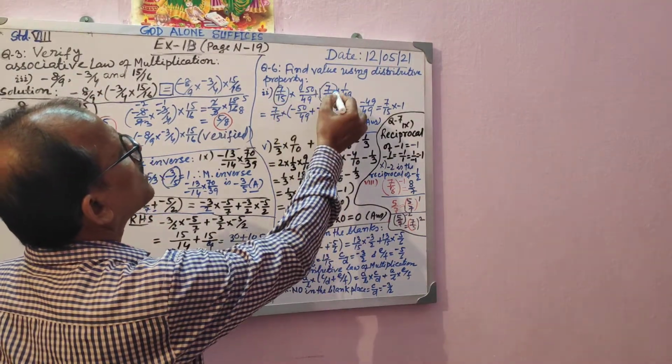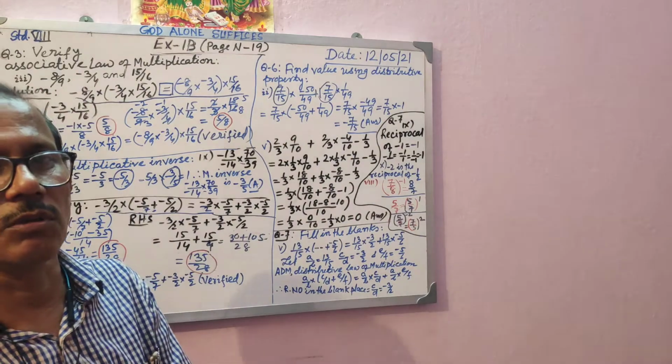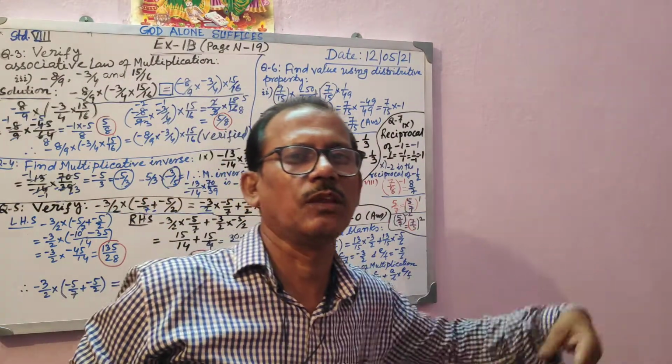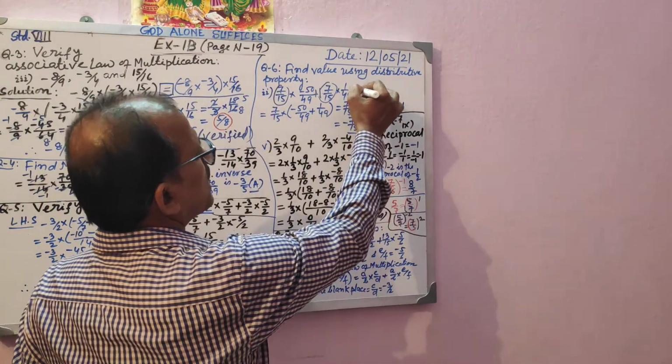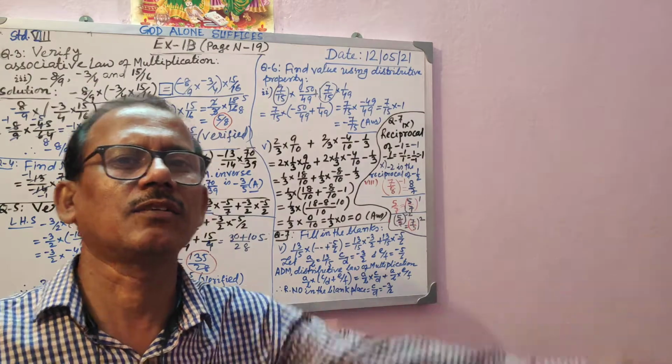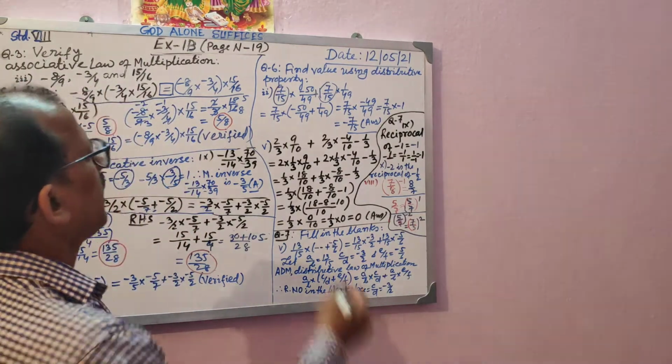This 7 by 15 is common, so you take 7 by 15 common. The distributive law says there can be more than two rational numbers, it can be 3 or 4. If there were a minus sign with 7 by 15 in another multiplication, 7 by 15 would still be taken out, and that term would carry the minus sign. I hope you have understood it.